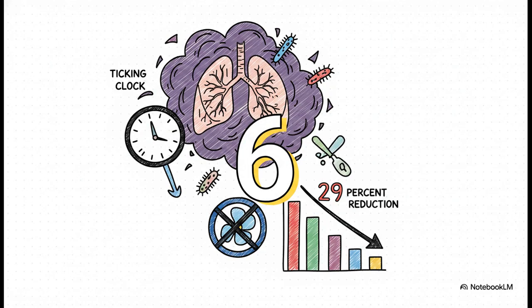But listen, if an infection, something like sepsis, is driving the ARDS, all the high-tech ventilators in the world won't matter if we don't achieve source control. And there is a terrifying, absolute ticking clock on this. Surgical data shows that achieving source control, meaning physically eliminating the source of the infection within 6 hours, reduces 90-day mortality by a massive 29%.